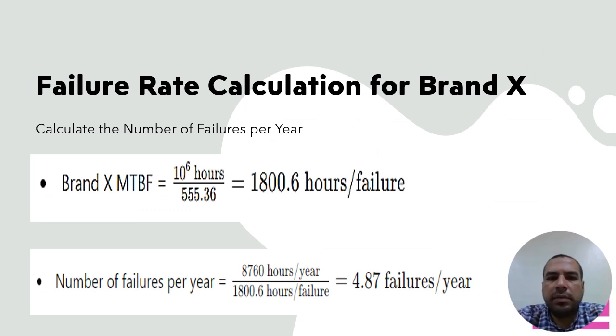First, let's calculate the number of failures per year for brand X. We start by calculating the mean time between failures. Mean time between failures for compressor X, or for any equipment, is the total operating time divided by the failure rate from the first table. Now we calculate the number of failures per year by dividing the total hours in a year, which is 8,760, by the mean time between failures of 1,800.6, as you see in the slide. So brand X experiences approximately 4.87 failures per year, which is far from our target of 3 failures per year, as we saw in the previous slides.